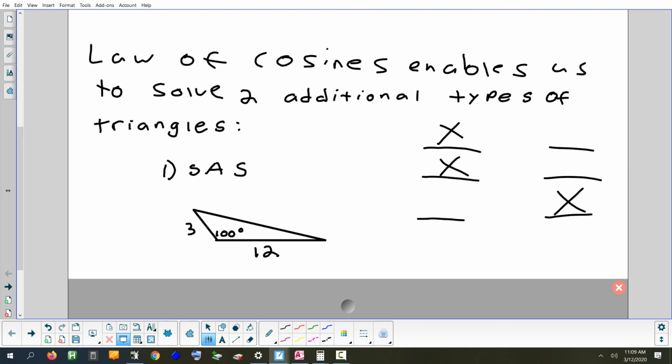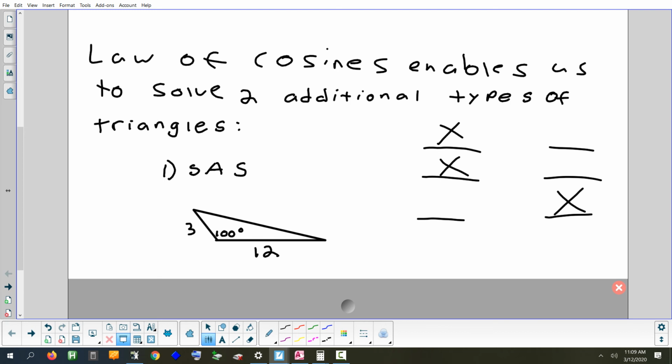Yeah, just do the Pythagorean theorem on a triangle like that. Nope. Why can't you do Pythagorean theorem? That's only for right triangles.